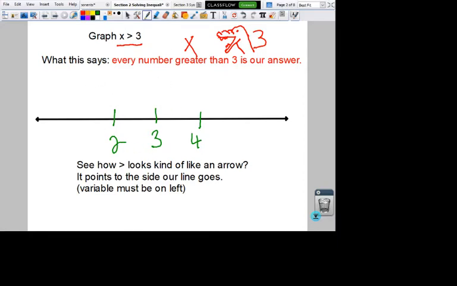And what I'm going to do, in order to graph this, I need to show where my answers are. So I'm going to make a circle here at the 3. And then from there, which side has numbers greater than 3? 4. Right side, right? So from this circle, I'm going to make an arrow going off to the right.